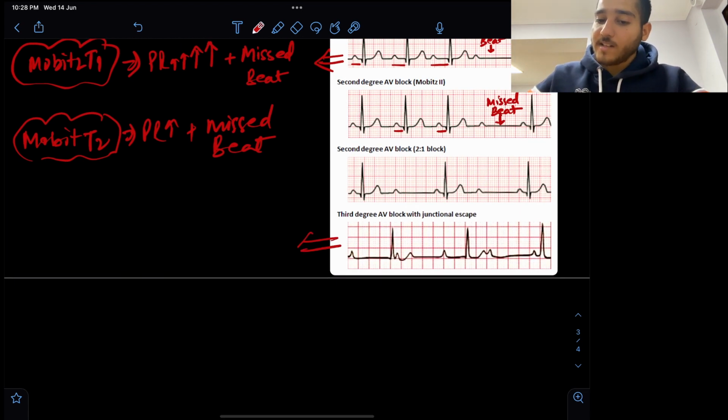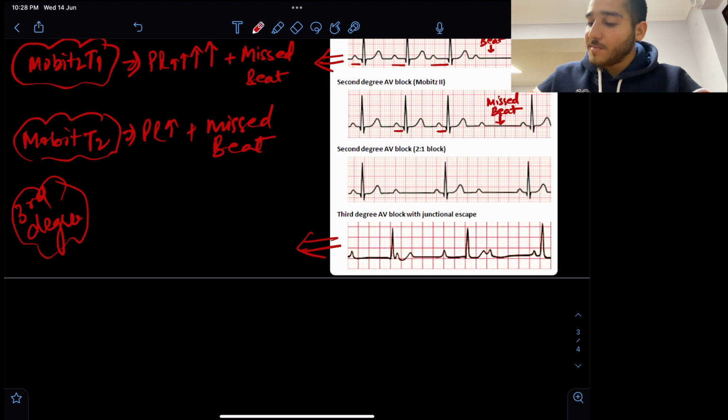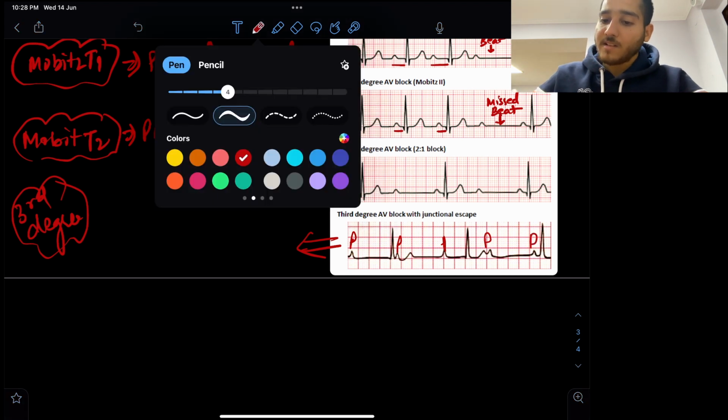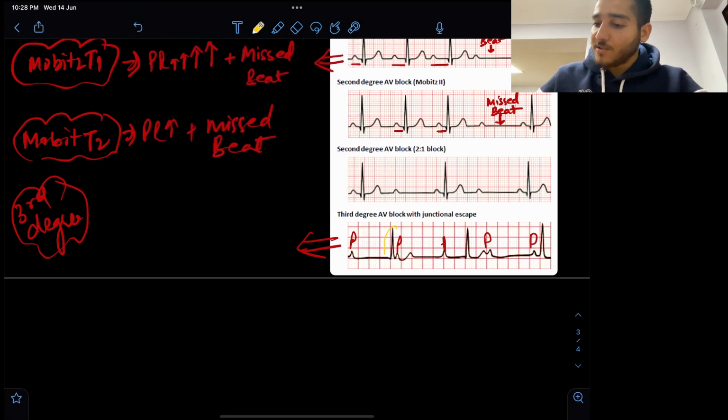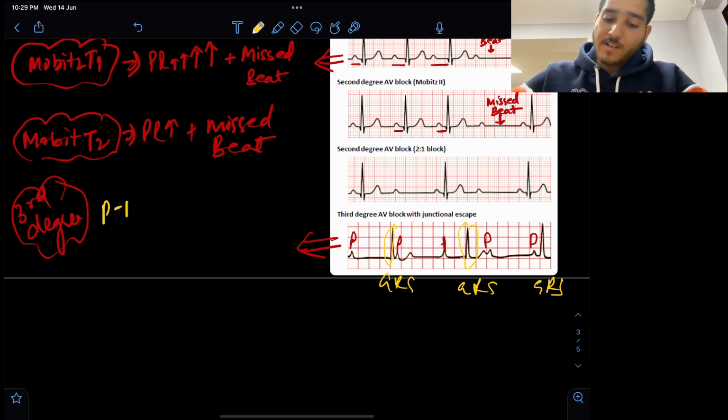And in third degree AV block, there's no relation between P and QRS. This P wave, P wave, P wave, P wave, and then you have QRST complex, QRS complex, QRS complex. So there's no relation left between atrial and ventricular rhythm.